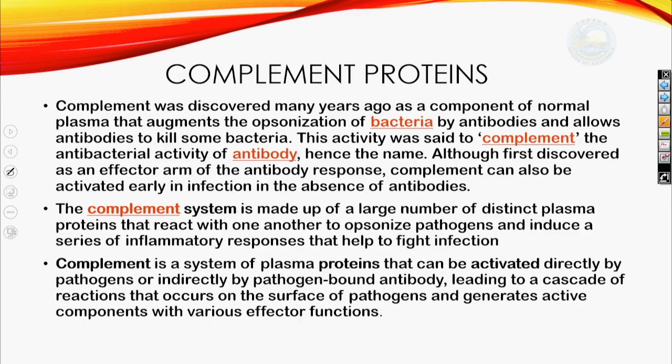It is made up of a large number of distinct plasma proteins that react with one another to opsonize pathogens and induce a series of inflammatory responses that help to fight infection. So you're hearing a lot of words here that are being used together. You're hearing opsonization, you're hearing inflammatory response, and you're hearing complement proteins. And all of them are at work in that first line of defense. These are proteins that are found in your blood, and they work in a non-specific way. Whenever something foreign comes into your body, they will seek to quell it.